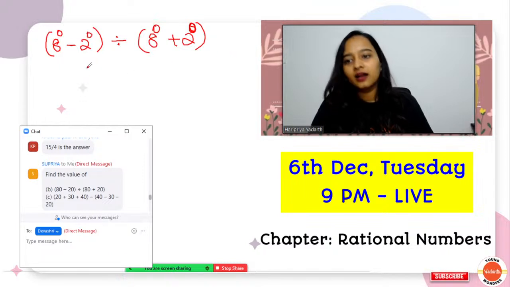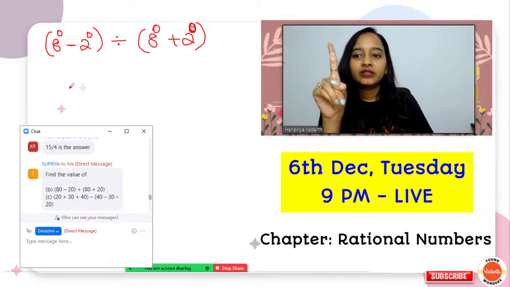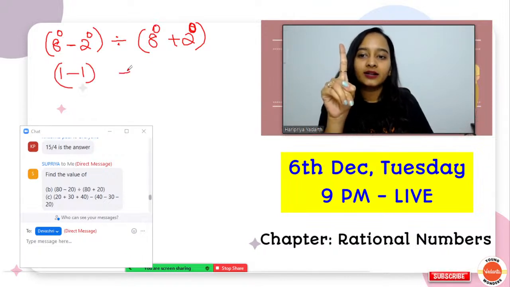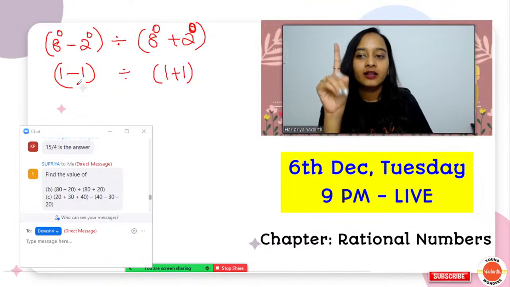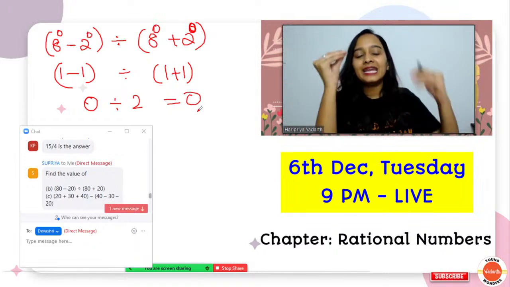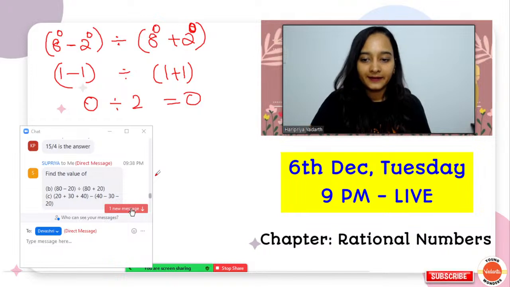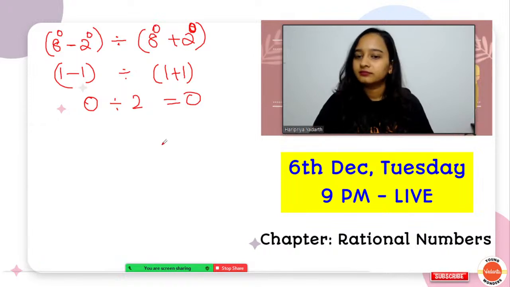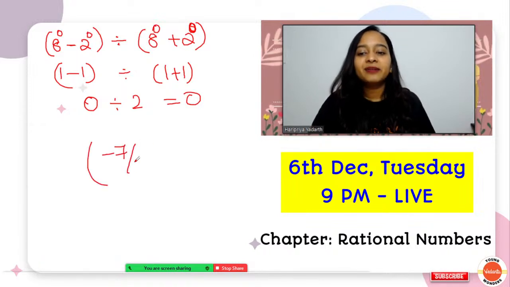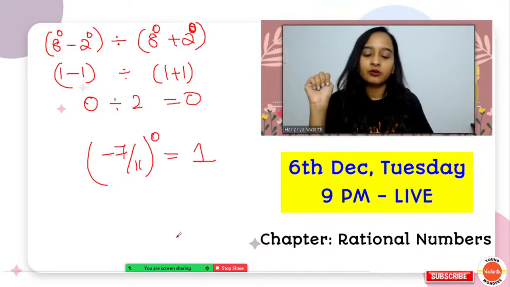Yes, ma'am. So anything to the power 0 is always equal to 1. So this will become 1 minus 1 divided by 1 plus 1. 1 minus 1 is 0. 0 divided by 2 will give you 0. That's it. Anything to the power 0 is always equal to 1. Okay? Okay, ma'am. So whatever the base is, that does not matter. We just have to look at the power. Exactly. Even if the base is minus 7 by 11 to the power 0, it is always equal to 1.